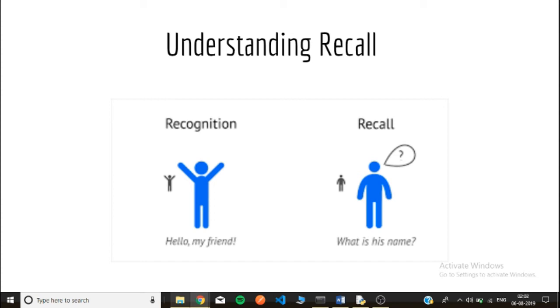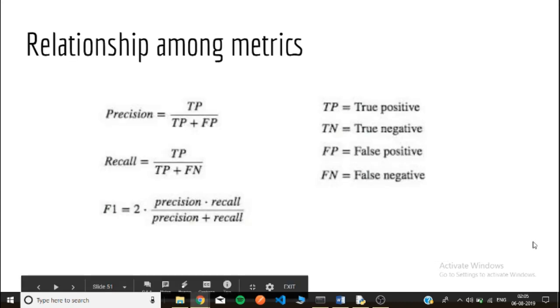Recall. Recall is the ratio of correctly predicted positive observations to all observations in the actual class. Meaning, recall generally refers to gathering or recollecting the correct observations from a pool of observations, no matter whether it is correct or not.